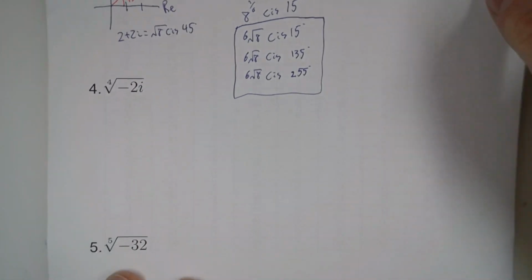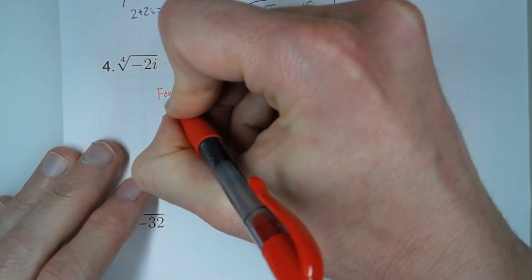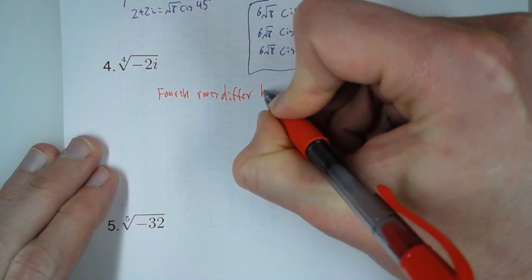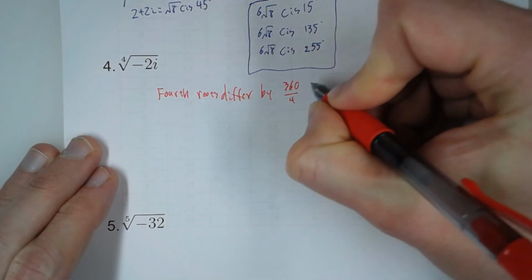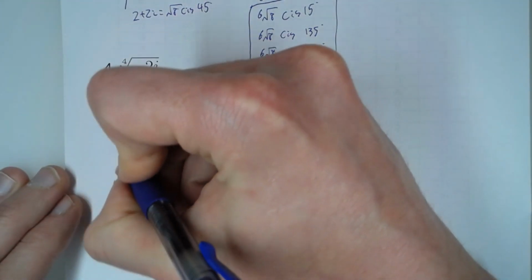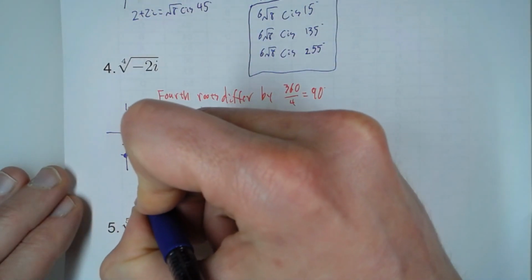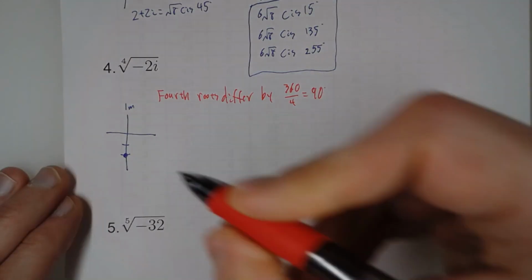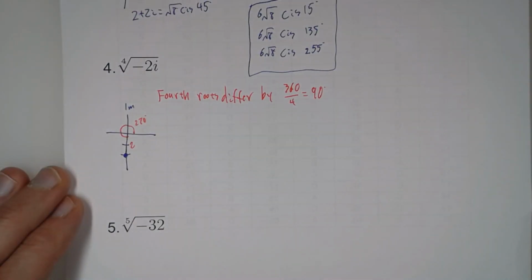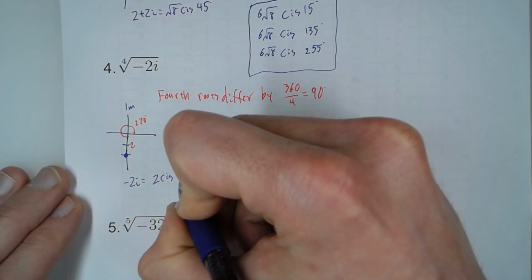Number 4, we're taking the 4th root of negative 2i. So 4th roots differ by 360 over 4, which is 90 degrees. So if I draw negative 2i, that's going to be down here. And so that is 2 spaces away at an angle of 270 degrees. So negative 2i equals 2 cis 270.